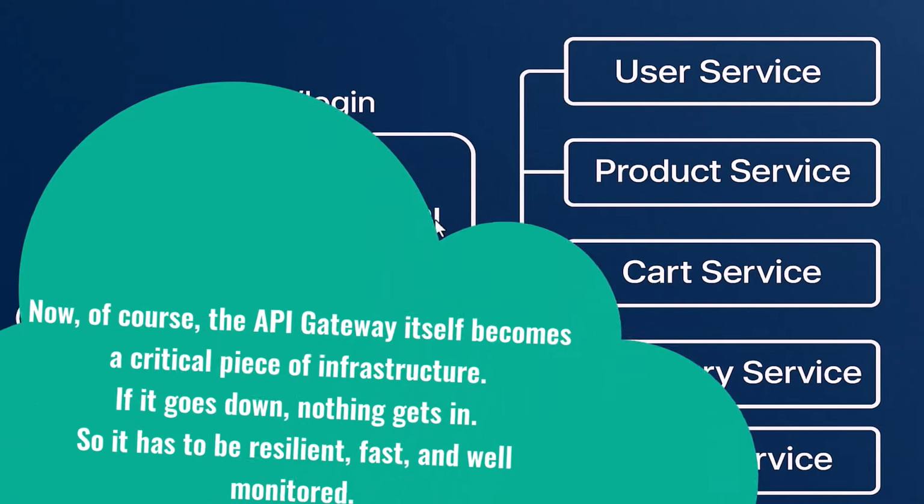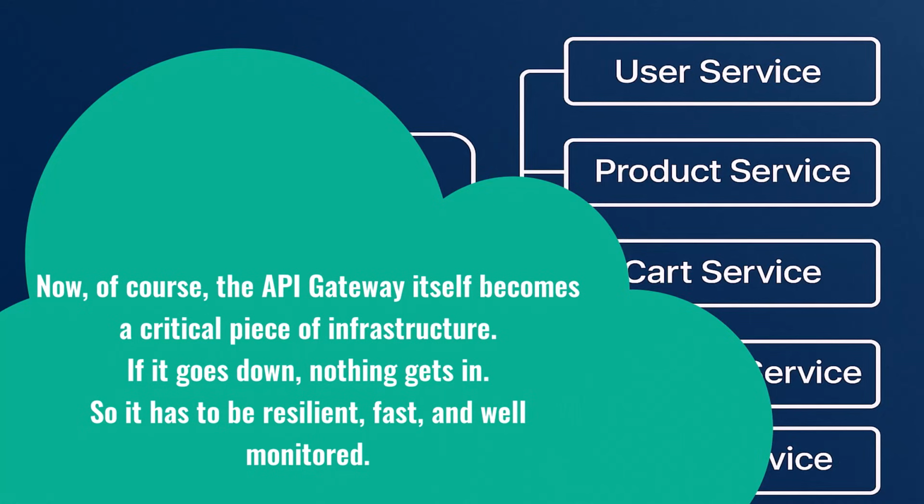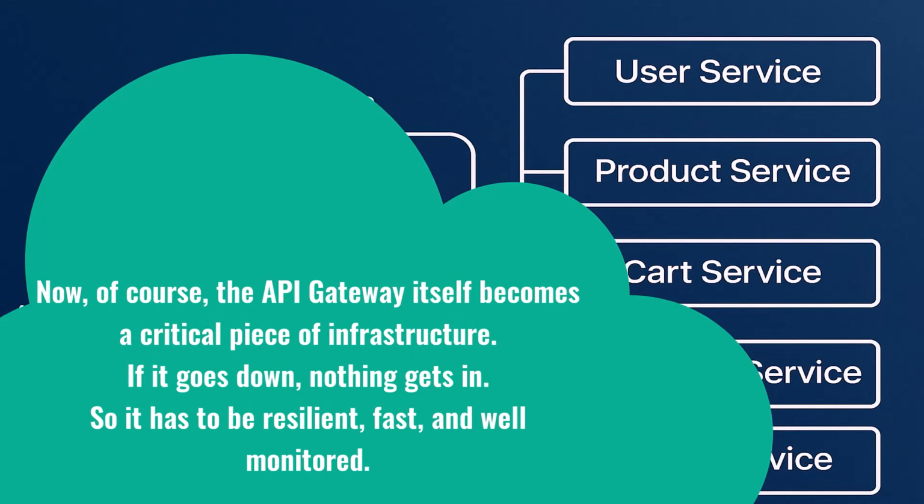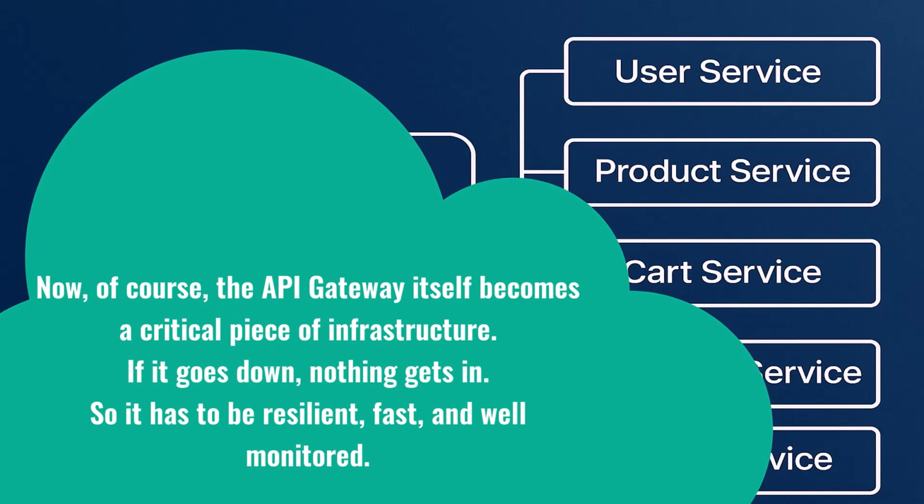Now, of course, the API gateway itself becomes a critical piece of infrastructure. If it goes down, nothing gets in, so it has to be resilient, fast, and well monitored.